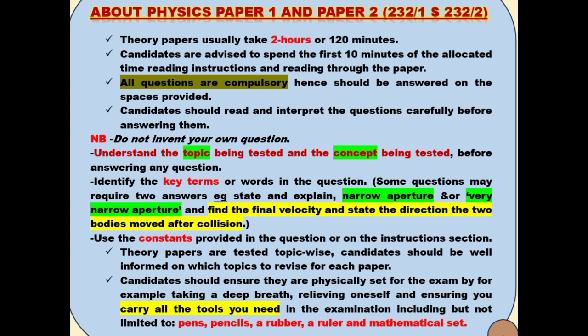And that means now, these are 2 questions, whereby somebody may find the final velocity and forget to state the direction. So you must always underline the key terms where possible. Note the key terms, and sometimes you can also underline these key terms so that you can avoid forgetting the parts. Another point is that you should use the constants provided in the question or in the instructions section.